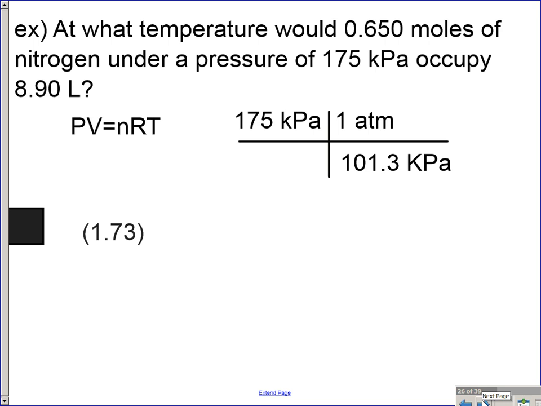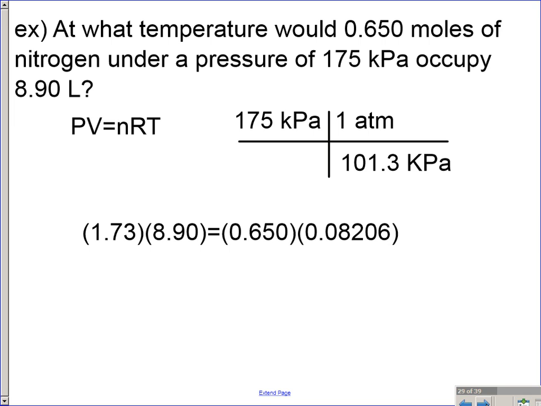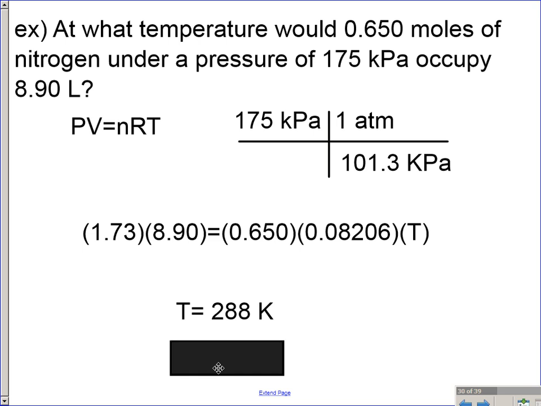Next is our volume. It told us that was 8.90. That's equal to our number of moles, which was 0.650, times our R, our ideal gas constant, which with atmospheres is 0.08206. And then we're looking for temperature. Whenever you're solving for temperature, divide by both the 0.650 and 0.08206, and you get that that temperature is 288, and remember those temperatures are in Kelvin.